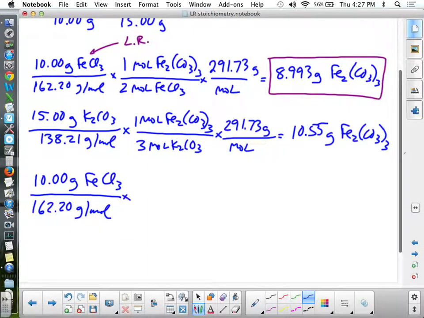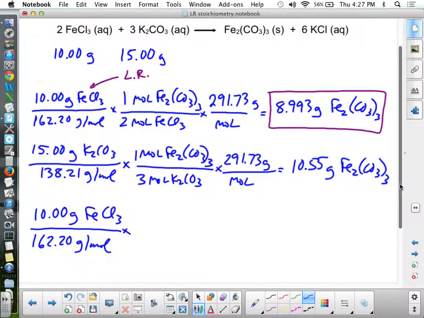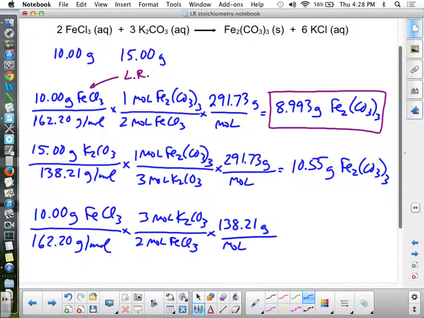Now I'll figure out how much potassium carbonate is going to get used up while the limiting reactant reacts. So I'll multiply that by the mole ratio. 3 moles of potassium carbonate react for every 2 moles of iron(III) chloride. And I'll convert that to grams by multiplying by the molar mass of potassium carbonate, 138.21 grams per mole. Gives me 12.78 grams of potassium carbonate that actually reacted.